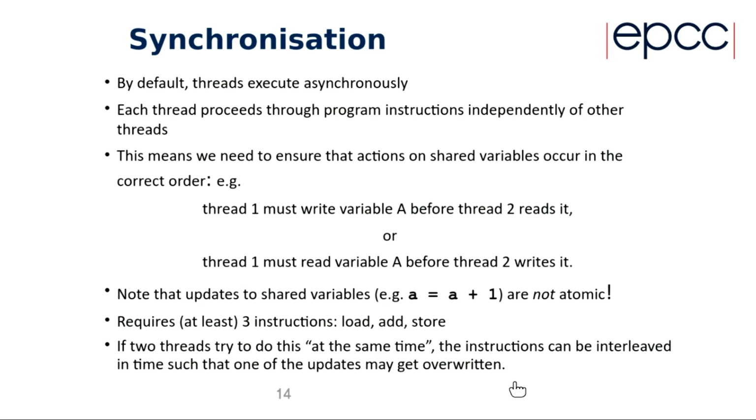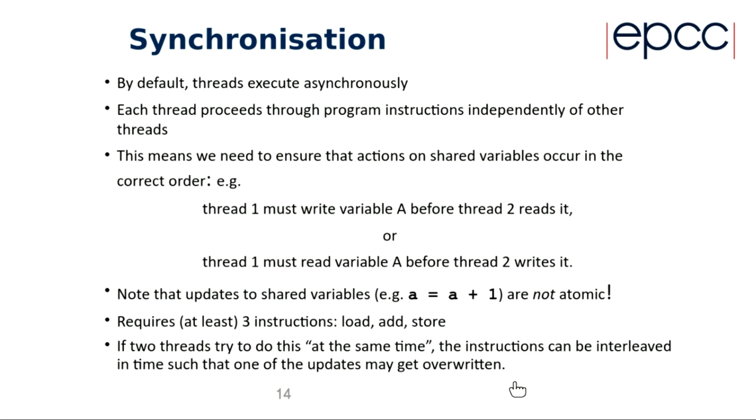And in this context, it's important to realize that updates to shared variables, so if you write something like A equals A plus 1 and A is a shared variable, are not atomic by default. If you think about what's really happening by the time we've compiled it into machine code, that requires at least 3 instructions: a load of A, then the add instruction, and then a store instruction. And so if 2 threads try to do that, in quotes, at the same time, in other words without any synchronization, then those instructions may be interleaved in time in such a way that one of those updates gets overwritten and lost.